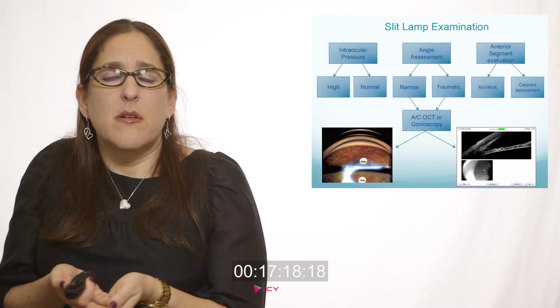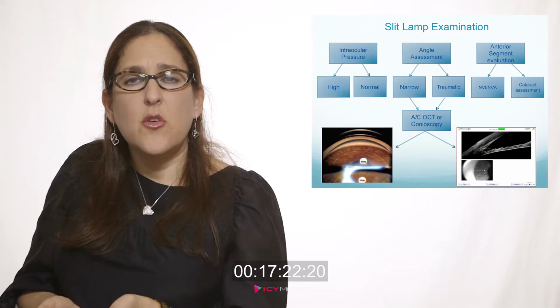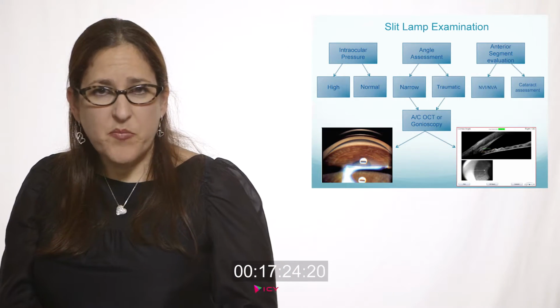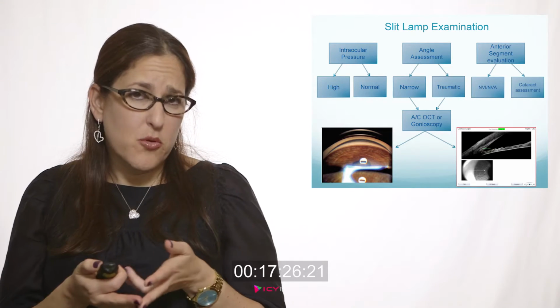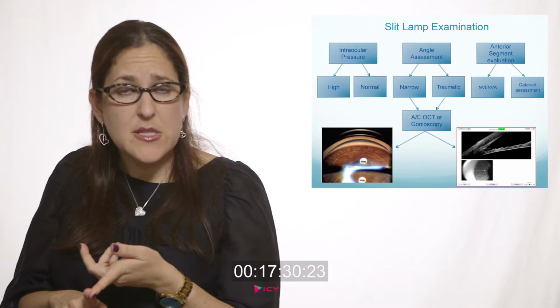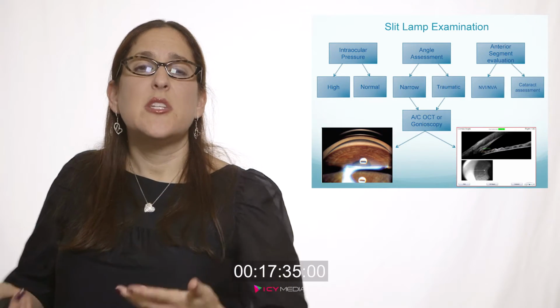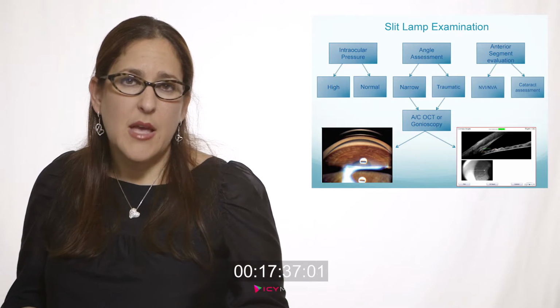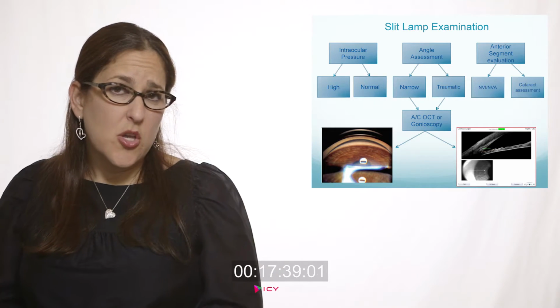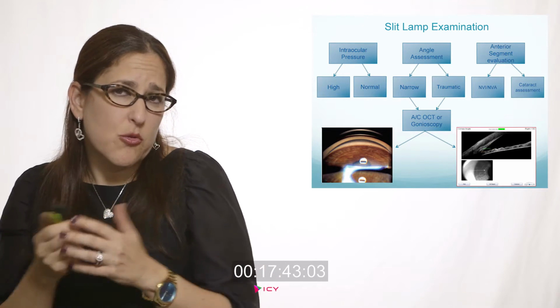Looking at the angle, is it narrow? Has there been trauma? And we can use gonioscopy, obviously, to look at the angle. Super important to do gonioscopy to look for any neovascularization of the angle or of the iris. But we can also incorporate the OCT in here. We can do an anterior chamber OCT, and we can measure the angle using a little line, using a graph or a scale or a ruler.